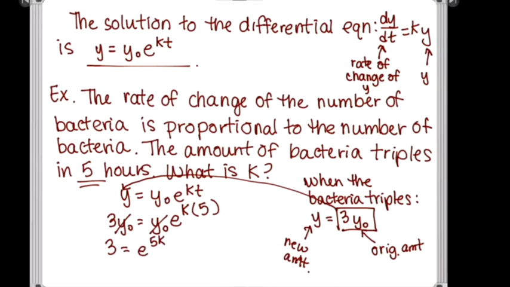Go ahead and put it in the chat. What are we going to do to both sides to try to get k by itself? What should we do to both sides to get k by itself?